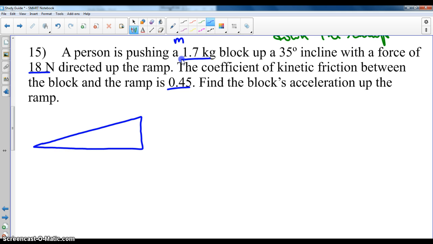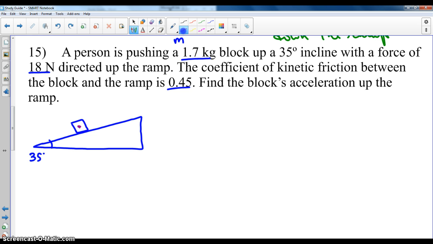I draw my pictures so that the block always moves to the right across my page. So if it's accelerating up the ramp and moving up the ramp, then it's going to go to the right when my ramp looks like this. So this angle theta is 35 degrees. The block has some forces acting on it. I'm going to move my block over so I have room for the forces.